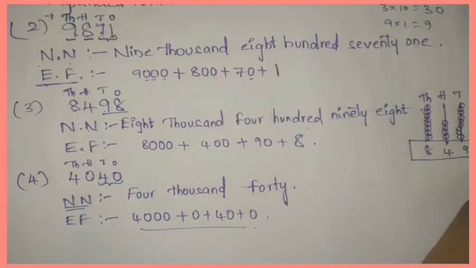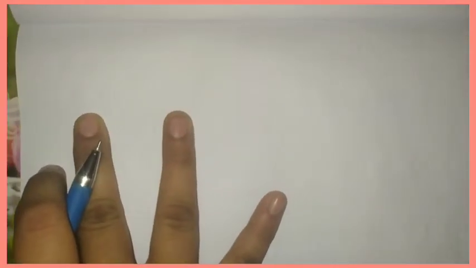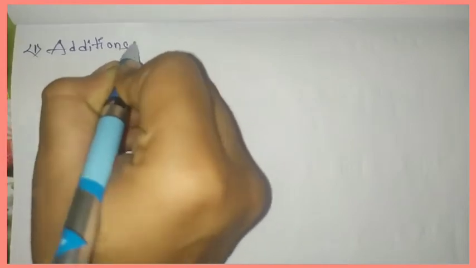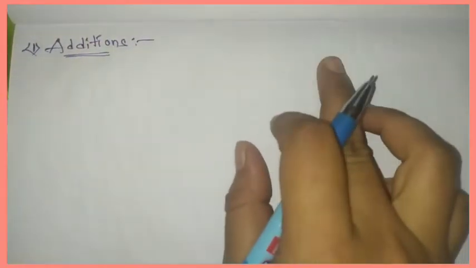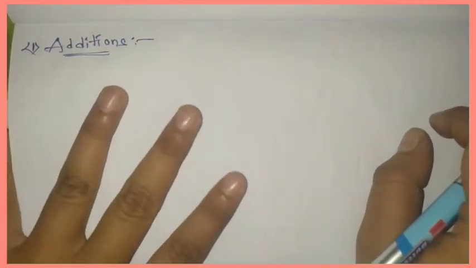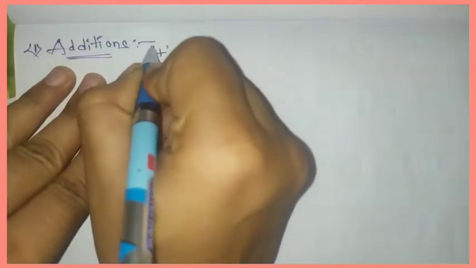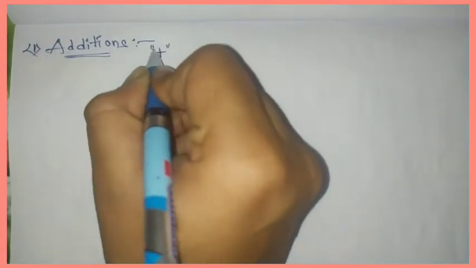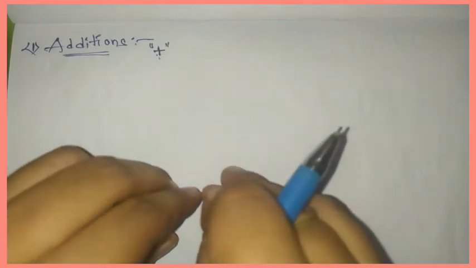Okay, now one more topic, it is additions. Okay, in previous class we already learned about additions, subtraction and multiplication and divisions. Okay, now let us learn once again, recall that. This is the symbol of addition, plus. We call it as plus. Addition means putting things together.